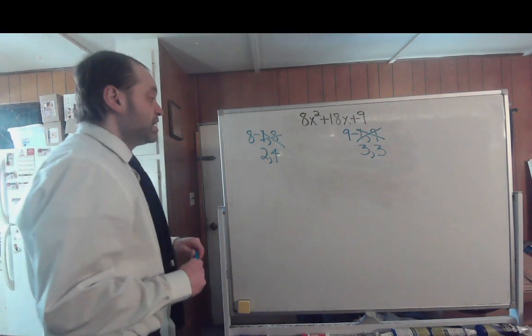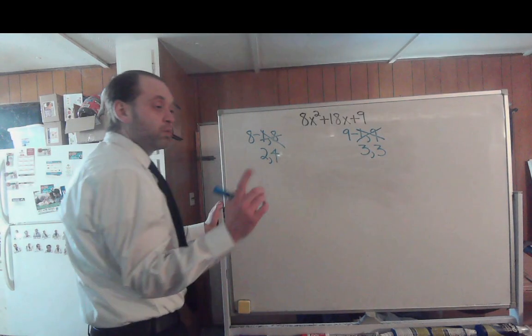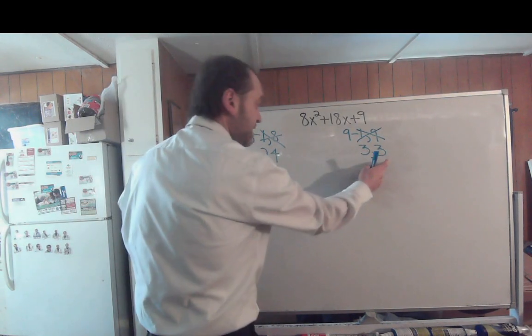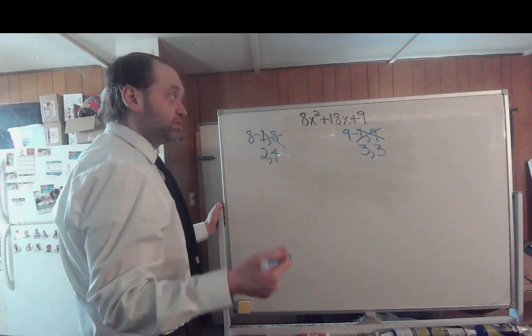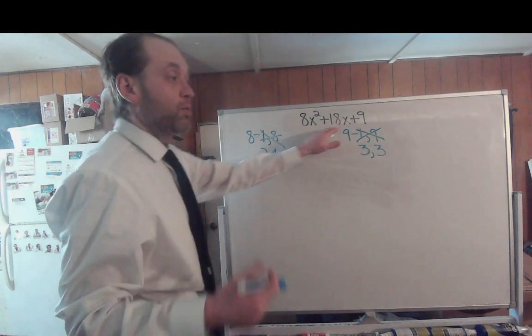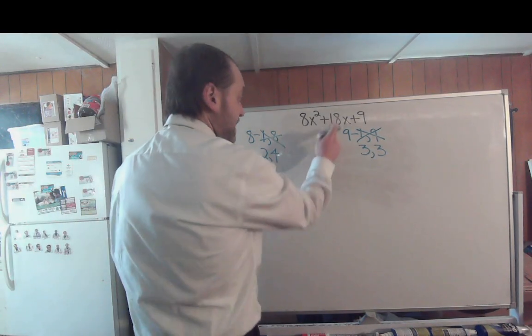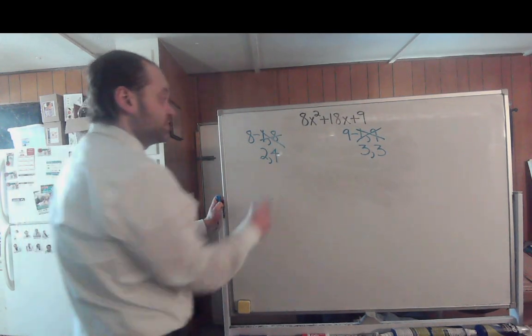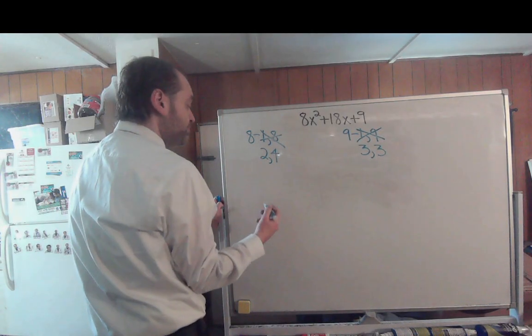Well, if I take 4 times 3, I get 12, plus if I take 2 times 3, which is 6, 12 plus 6, ding, ding, ding, winner. We got 18. We actually get a middle coefficient of 18. So we found our factors that work.